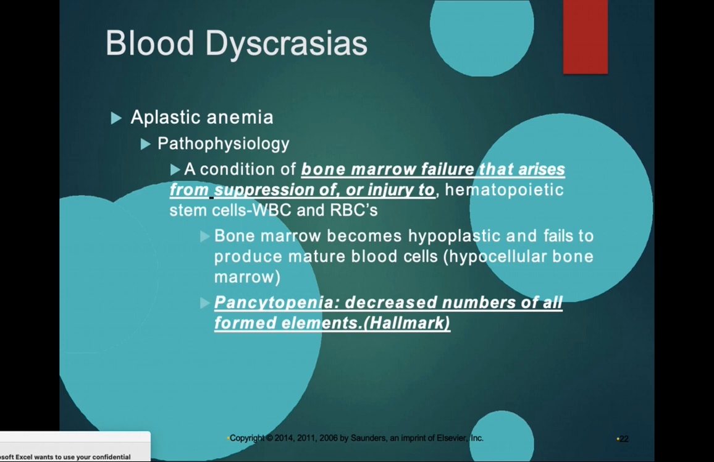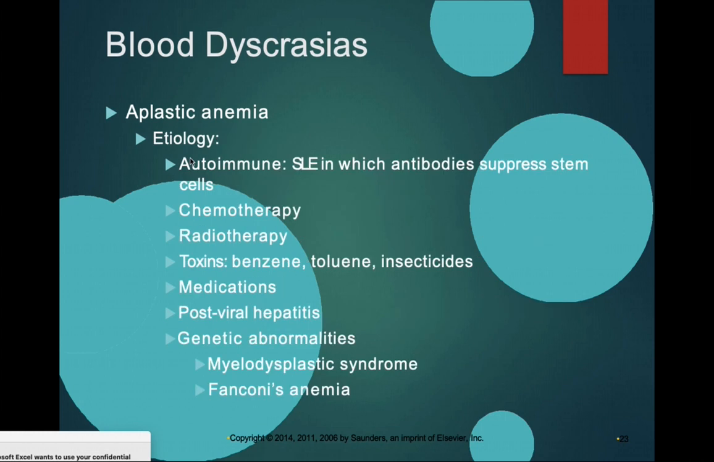Now, there is a term that's called pancytopenia. Pan, like pandemic, compared to an epidemic. Pancytopenia, decreased number of all the formed elements. That is the hallmark of aplastic anemia. Okay, that's really important, and I want you to know that. Pancytopenia, decreased number of all the formed elements, and that is the hallmark of aplastic anemia.